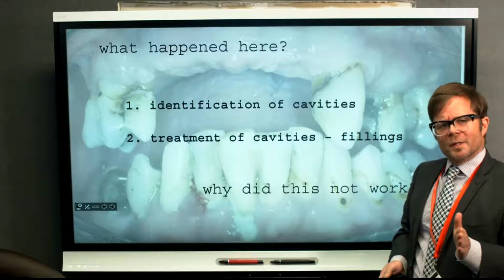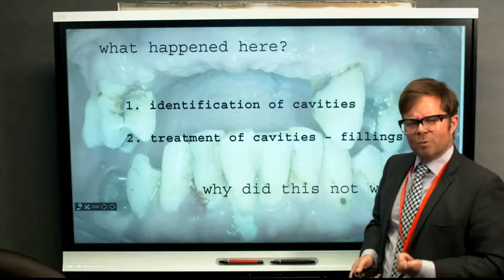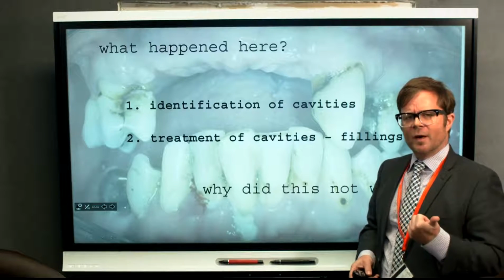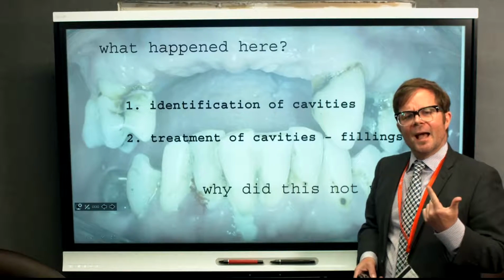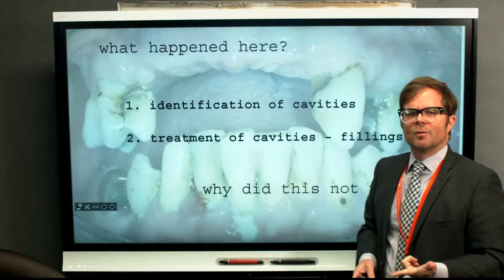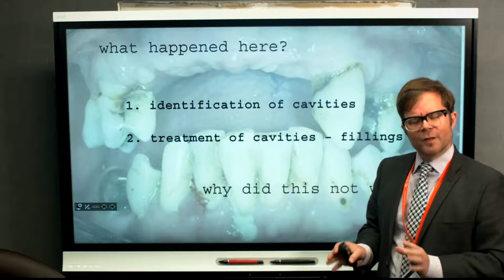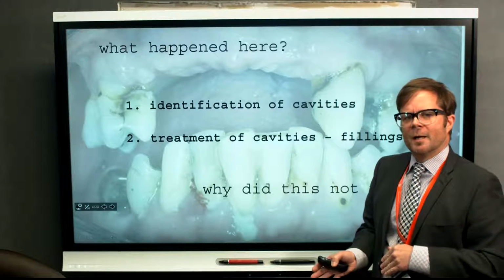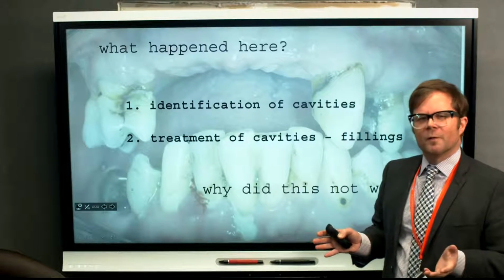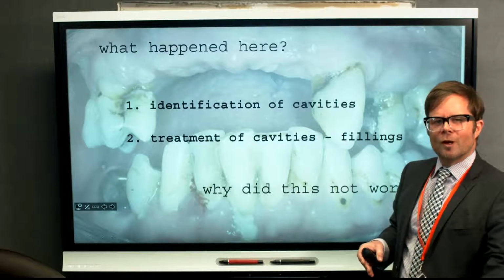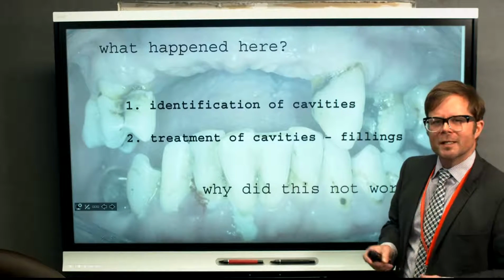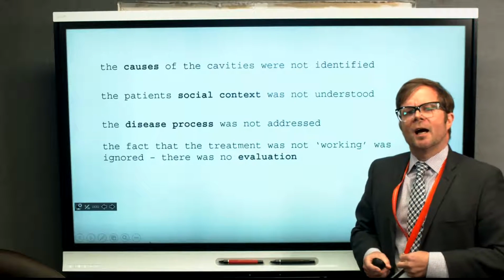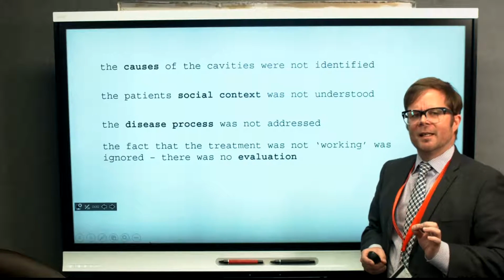I think what happened with this patient was the dental practitioners that saw this patient did two things. They identified cavities. And then the next thing they did was they filled the cavities. And that sort of, in a very simplistic way, makes some sense. See cavity, fill cavity. But as I say, that didn't work for this patient. They experienced ongoing disease and disability. Why didn't this work? Because with this simple approach, you miss some key things.